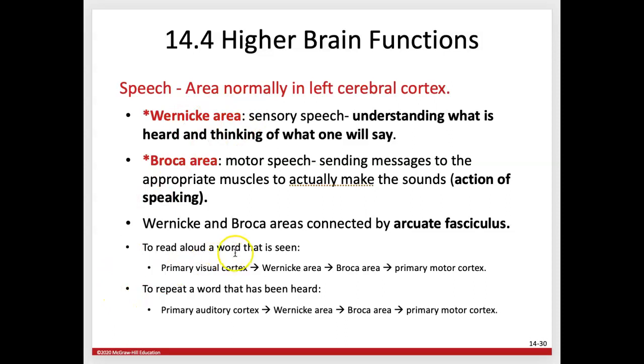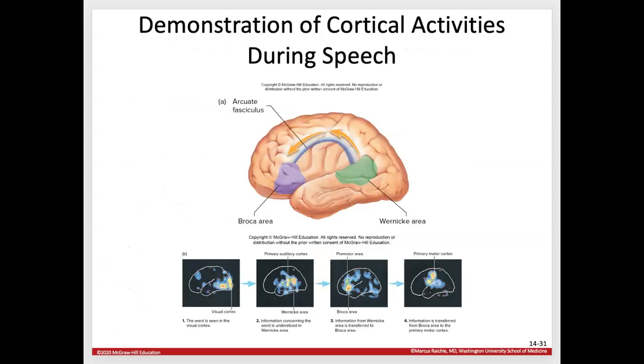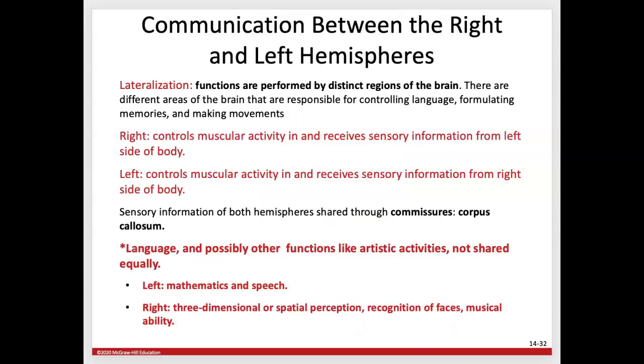So, well, I'm not going to get into this. You can read over that. I'm just going to keep moving here. This is just what the brain looks like during speech. I left that in there because it's interesting. So, communication between the right and left hemispheres.